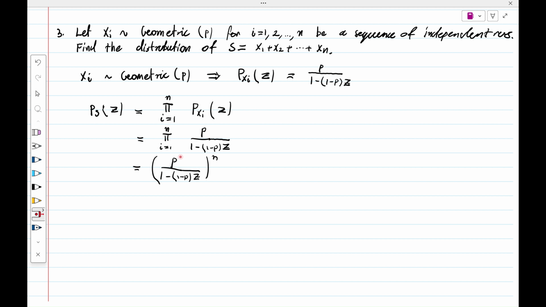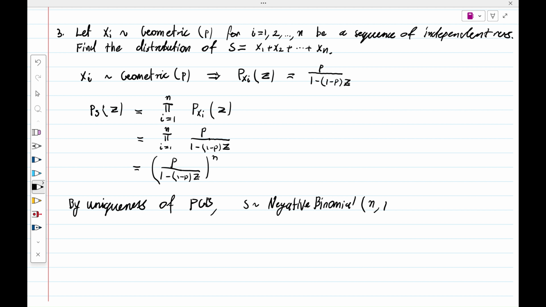And what we'll recognize here is that this particular expression actually happens to be the probability generating function of a negative binomial random variable with parameters n and p. So, by uniqueness of PGFs, S has a negative binomial distribution with parameters n and p.